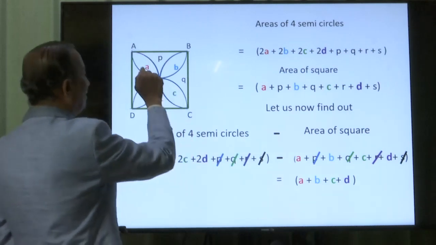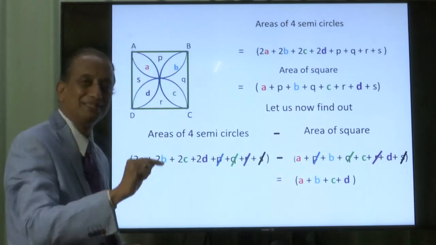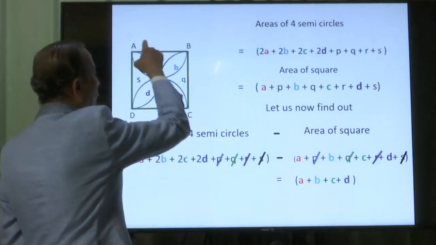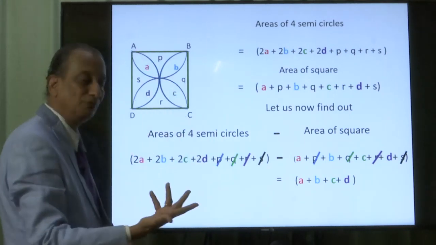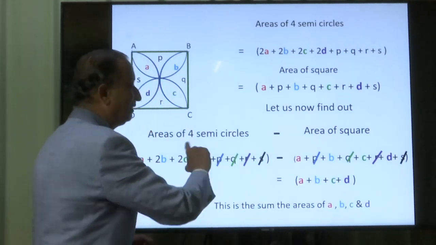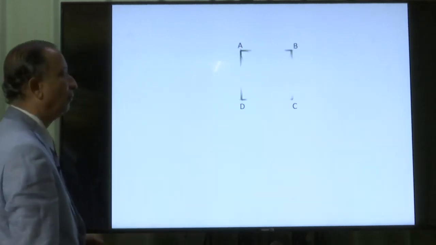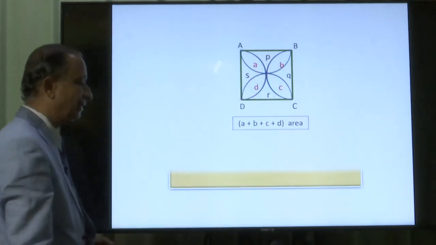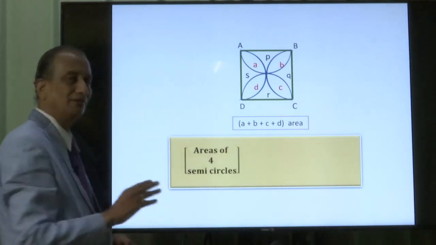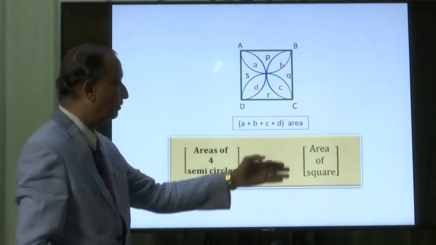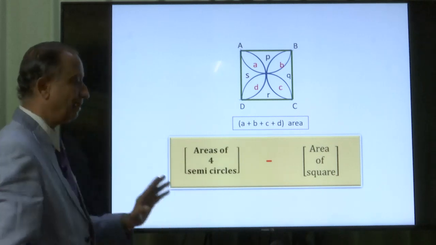So, if you want the area of these 4 regions, what is it that we have to do? We have to take the areas of 4 semicircles. From that, if you subtract the area of the square, that will be equal to the sum of these 4 regions. So, the difference is nothing but the sum of the areas of 4 regions. Therefore, we can highlight it like this: the sum of the areas of these 4 regions is the areas of 4 semicircles, from which you subtract the area of the square, so that you get the area of A plus B plus C plus D. It is very easy to remember also now.